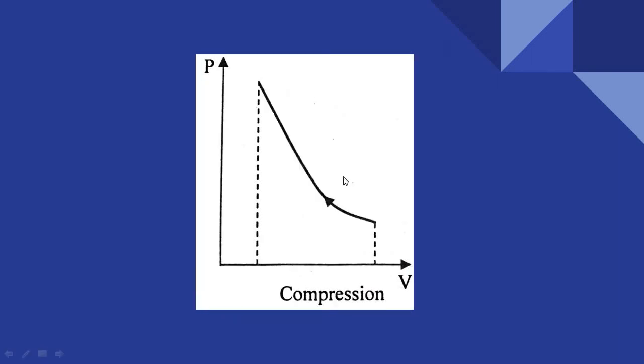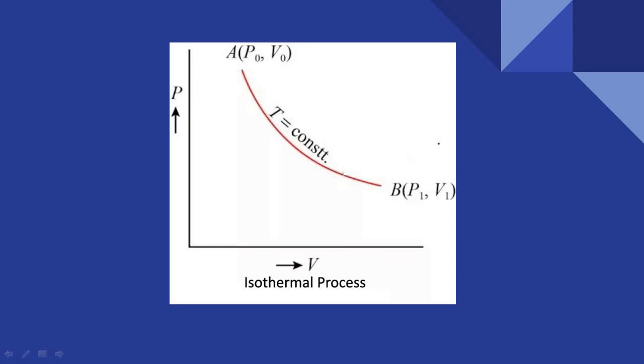And this is that of compression, that means the initial volume is greater than the final volume. From an initial volume you are going to a final volume, so volume decreased and the pressure you can see has increased. And this is for the isothermal process. Initially P0, V0 and finally P1, V1, at a constant temperature, marked as T equal to constant. Only P and V are actually marked, so it is a curve like this.